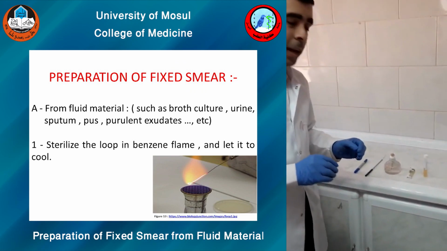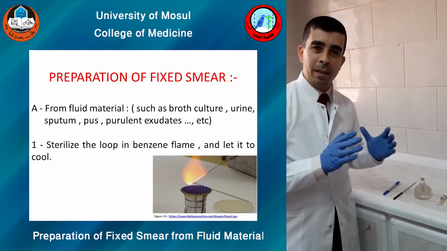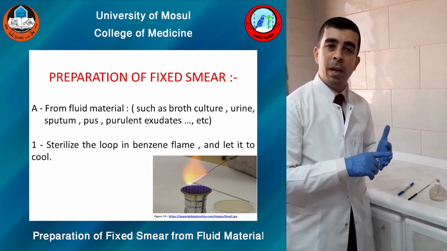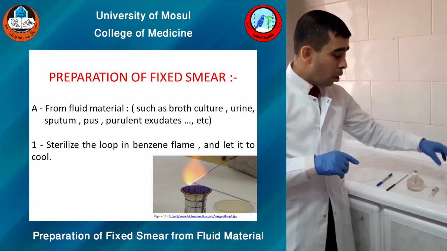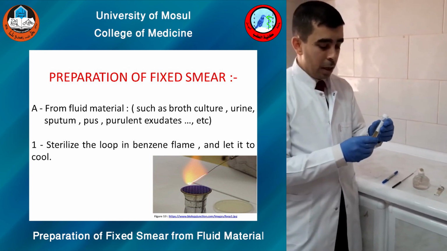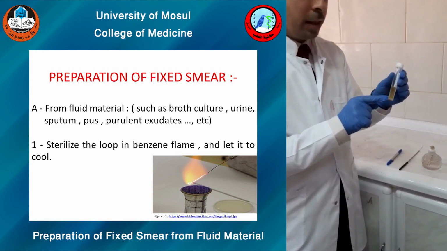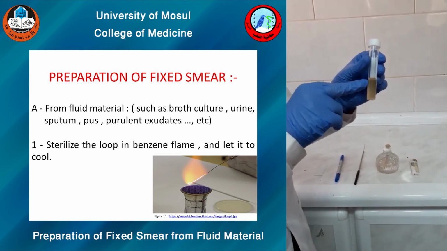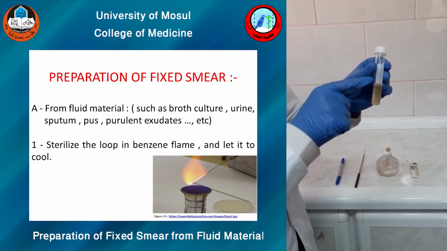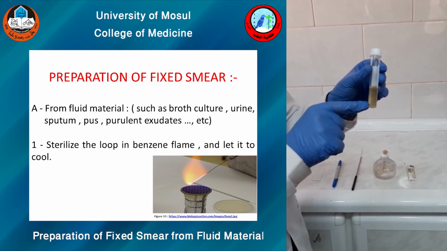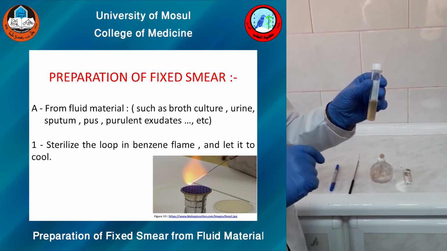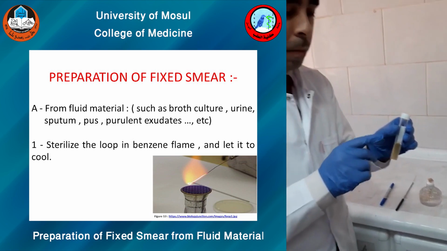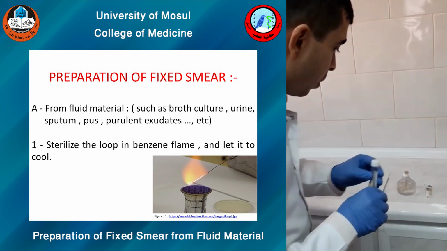So how to prepare a fixed smear from fluid material? Fluid material such as urine, sputum, pus, urethral exudate, or from broth culture. This is a culture, which is the nutrient medium that is used for the bacteria to grow inside it. Now, this is the fluid medium, and inside it there is growing bacteria. So, how to prepare a fixed smear from this fluid material?